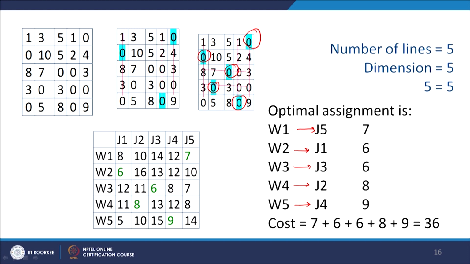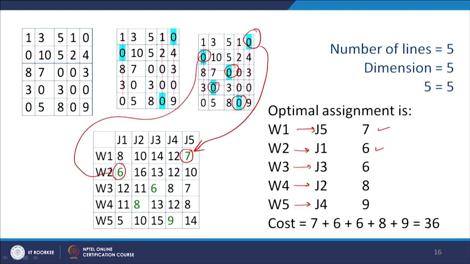Now, let us look at the cost. The cost corresponding to the assignment of worker 1 to the 5th job is 7. From where has this 7 come? This 7 corresponds to this entry. Similarly, W2 is assigned to J1. So, this 6 has come because of this entry.